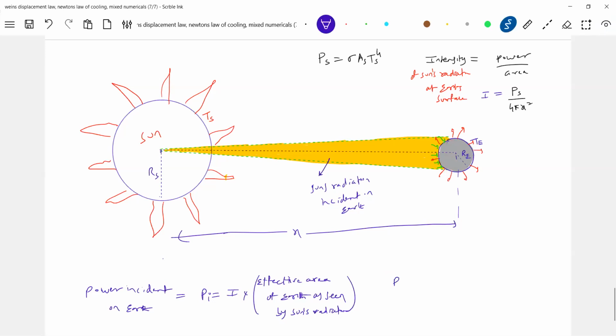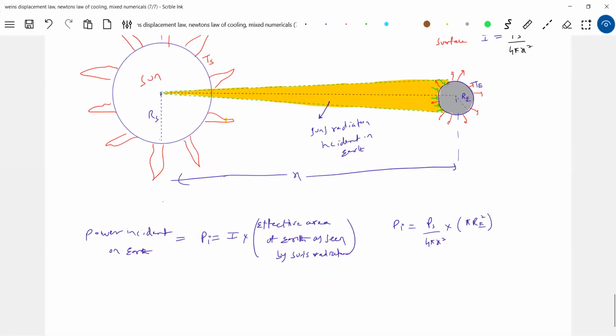Okay, this particular formula will become intensity, which is how much? Ps by 4 pi x square. What will the effective area be? Pi RE square. Don't say 2 pi RE square, sir, half of the surface area of the earth. No, the effective area will be pi RE square. So finally, this will become Pi is equal to the power incident on the surface of the earth. Same thing, let me write it. Why write the same thing again? No.